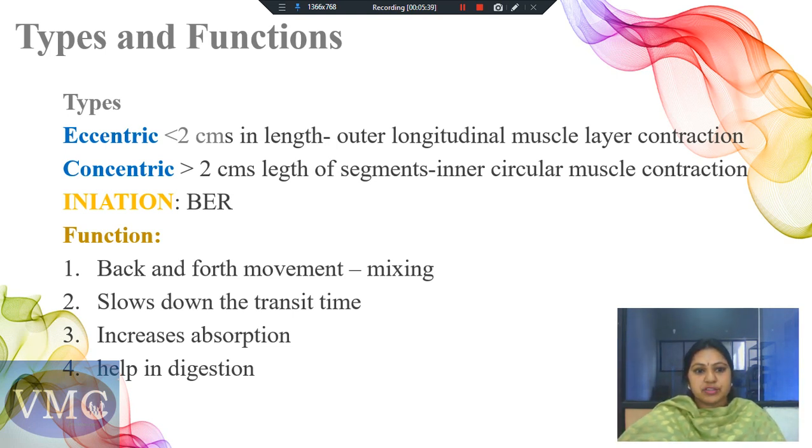So what is the function of these segmental contractions? It is a back and forth movement that causes mixing of the chyme. It slows down the transit time. It is not propelling forward. At that particular segment the food is broken down. So it slows down the transit time, and it increases absorption because the food comes into contact with the surface of the intestine, so that newer chyme particles come into contact with the surface and get absorbed, and it also helps in digestion.